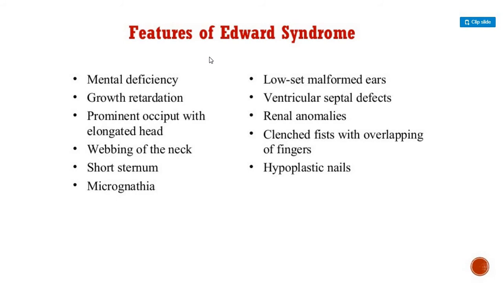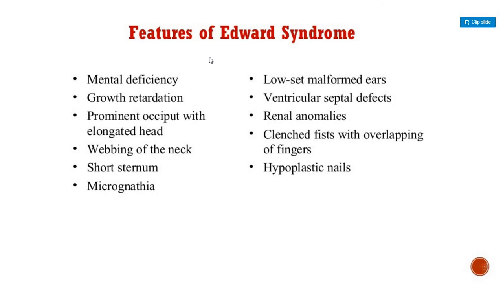What is this prominent occiput? Occiput refers to the posterior part of the skull. Whenever we see individuals with Edwards syndrome, you can observe that the posterior part of the skull is somewhat bulging and protruding with an elongated head. And webbing of the neck. In a normal person the neck portion can be observed clearly, whereas in Edwards syndrome the neck portion is decreased, or you cannot differentiate between the head and neck.